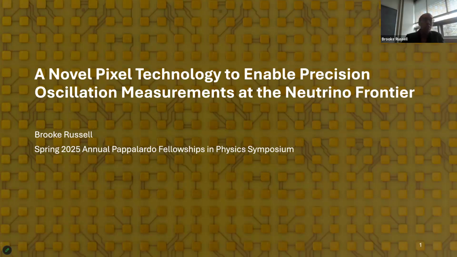And this afternoon, I'll discuss my work in bringing to fruition a new pixel technology which enables neutrino oscillation precision measurements.